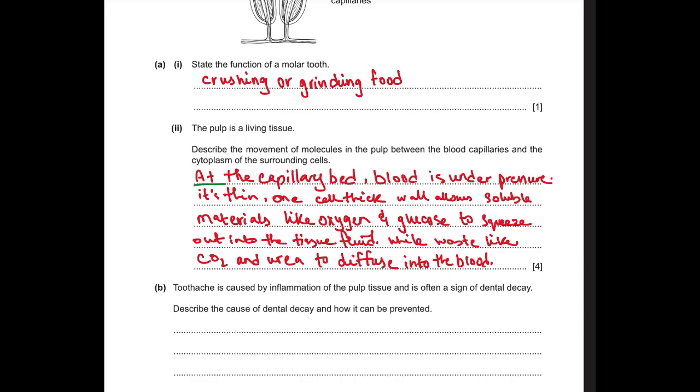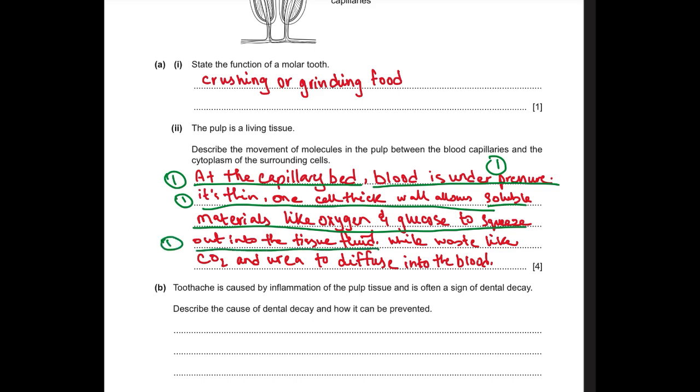So 1 mark for just mentioning the capillary bed, 1 mark to state that blood is under pressure, 1 mark for the one cell thick wall, and 1 mark for the movement of oxygen and glucose into the tissue fluid, and 1 mark for CO2 and urea to diffuse into the blood. You can write any 4 points.